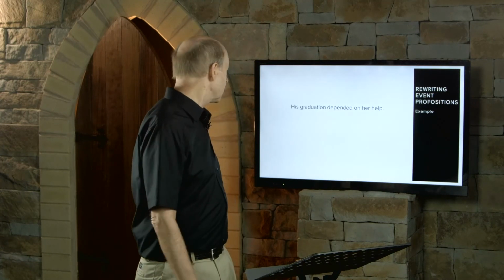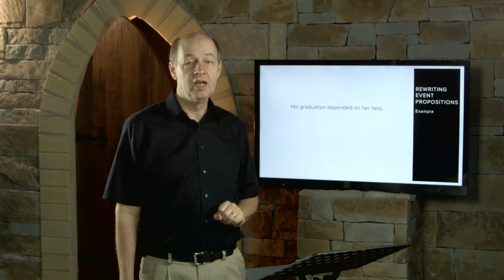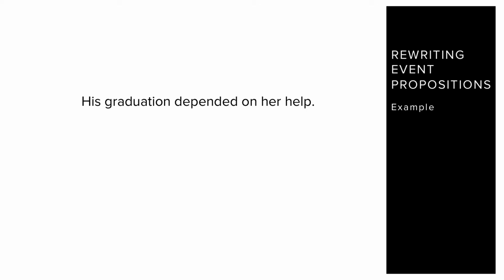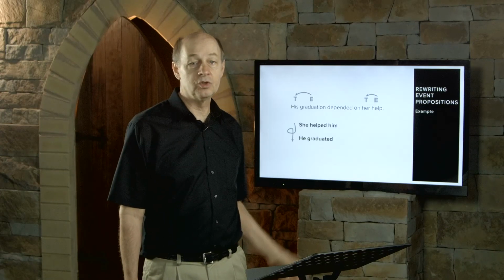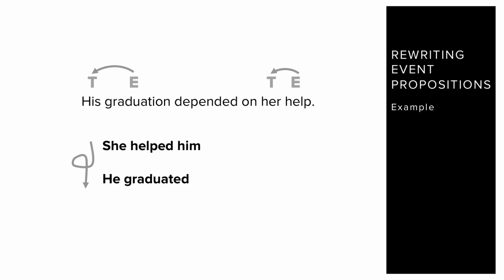The next example, this one is a bit trickier than some of the others. His graduation depended on her help. Now again, there are two semantic events, graduation and help, and each of these has one or more thing concepts associated with it. So with the first one, he graduated, and her help simply means she helped him. The chronology is again an issue. She helped him first, he graduated afterwards.